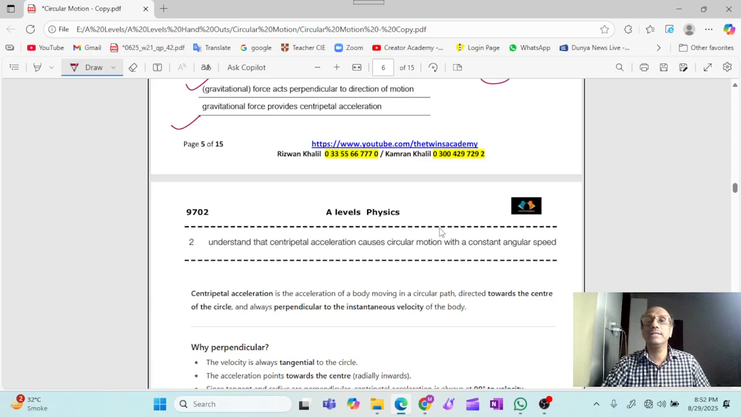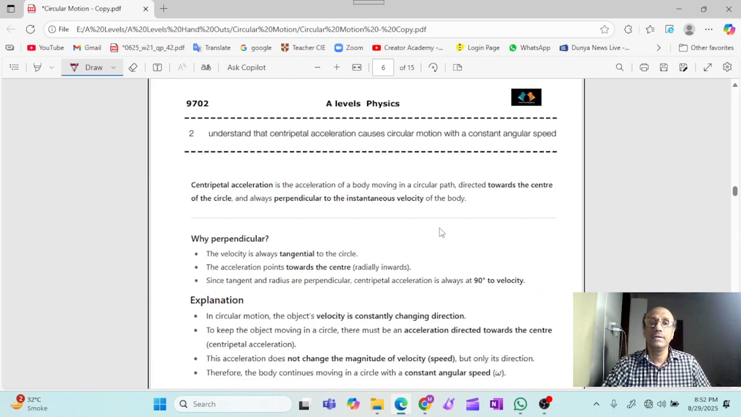I have already explained this in the other video as well. So in the gravitational field and in circular motion, they both have the same answer related to circular motion. Centripetal acceleration is the acceleration when a body moves in a circular path, directed towards the center of the circle, perpendicular to the direction of the velocity. So force and acceleration are both perpendicular to the direction of velocity.